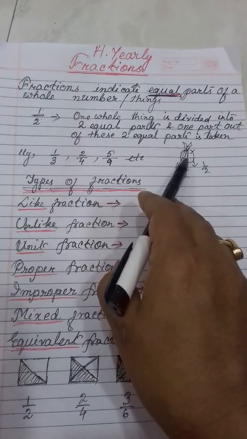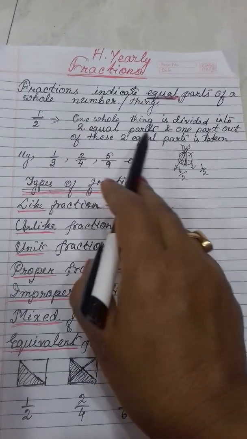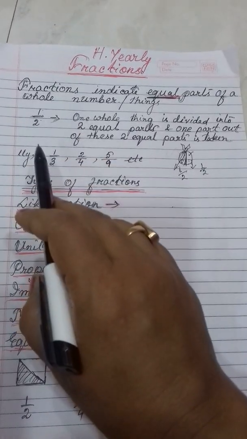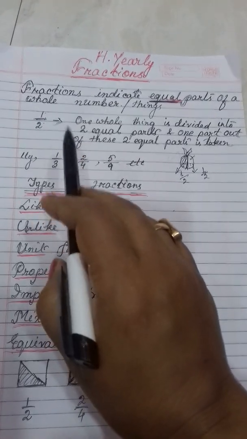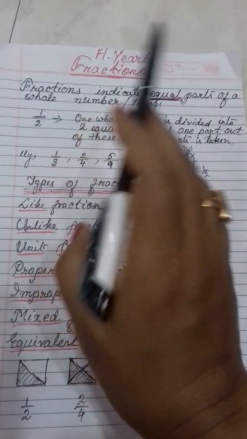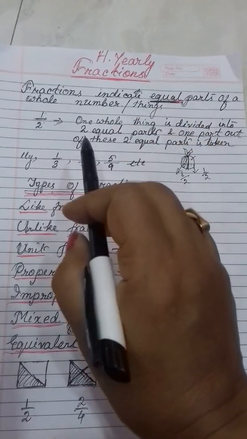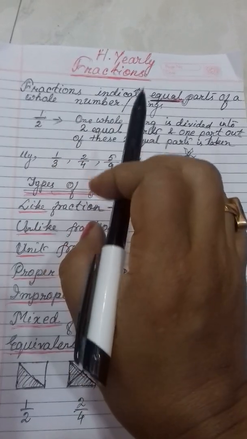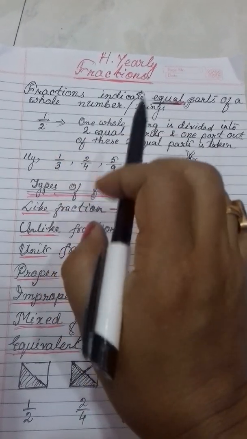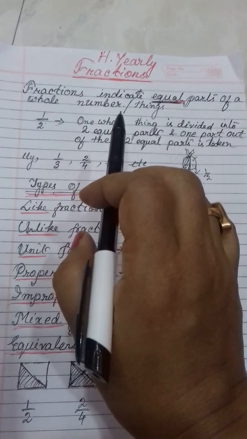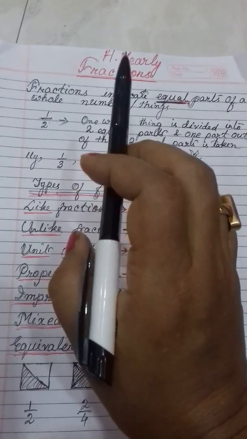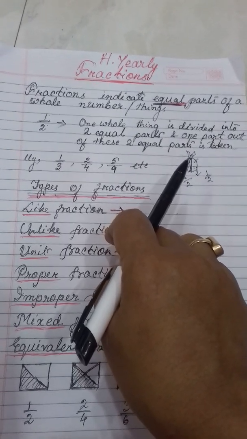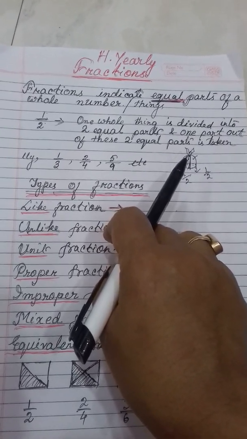Now suppose this apple, if you divide into 3 equal parts, and suppose your 3 friends are there and 1 apple is there, you want to share that apple among those 3 friends equally, then what you will do? First you will cut the apple into 3 equal parts, then each part you will distribute to each friend. Yes or no? Have you understood what I have told?